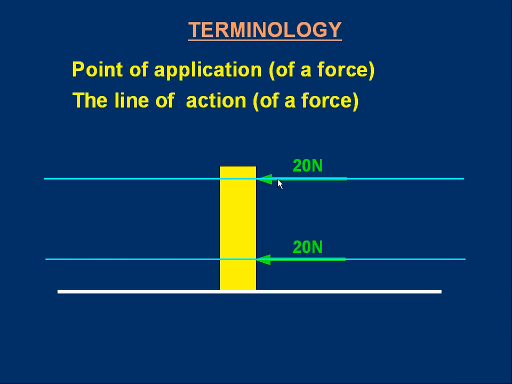Which of those two forces do you think is most likely to cause this object to topple over, assuming there's friction at the bottom so it can't slide? Is one more likely than the other? I'm sure you know from your experience that the 20 Newton force at the top is more likely to make this topple over. And the turning effect of this force, 20 newtons, depends on how far the line of action is from the floor.